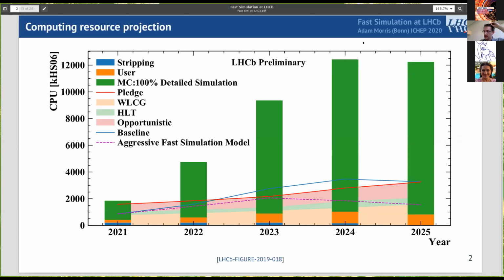And also there was a kind of top-down approach from the working group conveners, who have to approve every request, asking, can this be done with fast simulation? Ah, interesting. Okay.